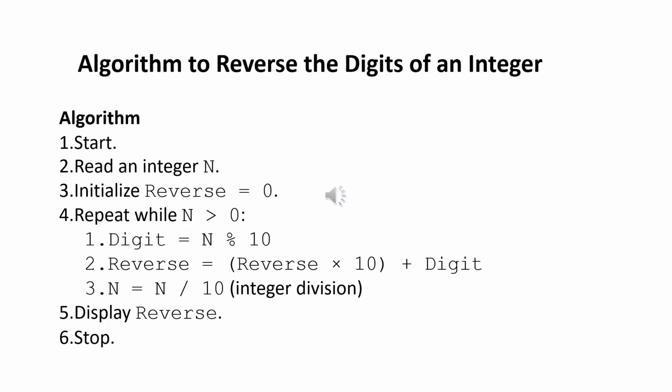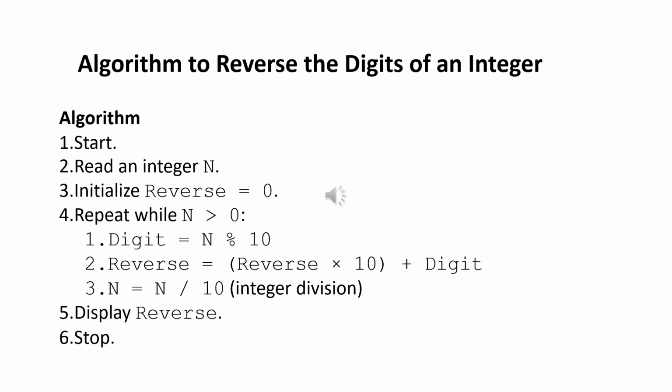Algorithm to reverse the digits of an integer. The algorithm is as follows. First step, start. Next, read an integer n. Third step, initialize reverse equals 0. Fourth step, follow the steps until n equals 0.